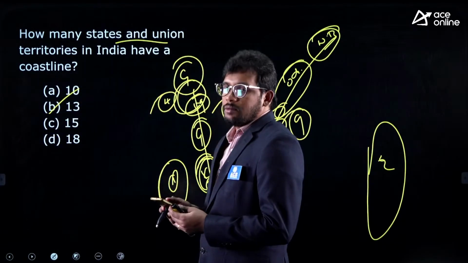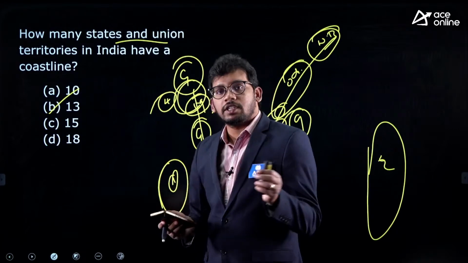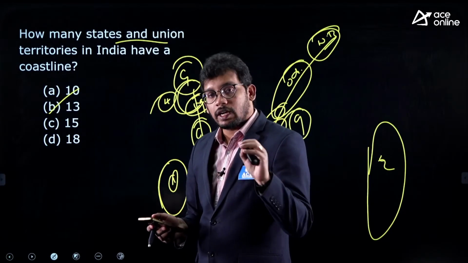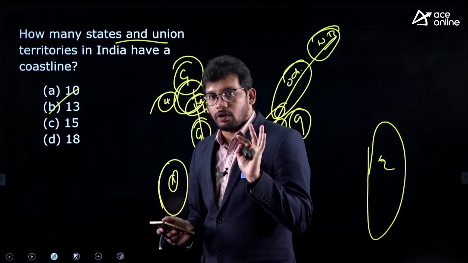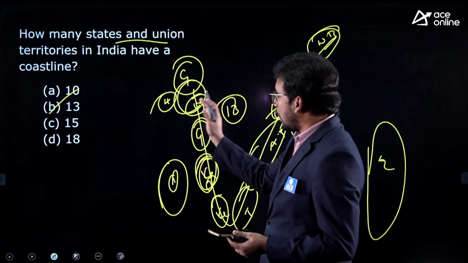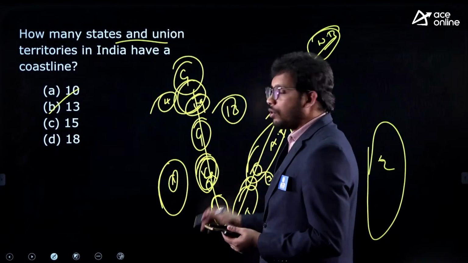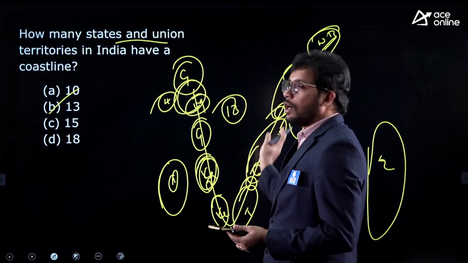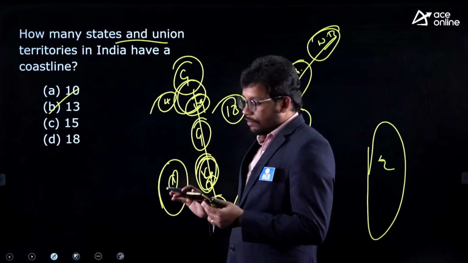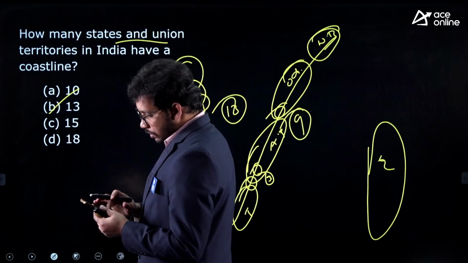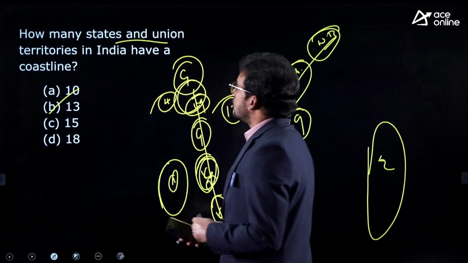Union territories means those which are directly under the central government. They are not states. They are directly ruled under the central government. So we have 4 union territories. 9 states are there and 4 union territories are there. Lakshadweep, Andaman Nicobar Island, Daman Diu and Pondicherry. So total we have 13, right. So this is the answer.